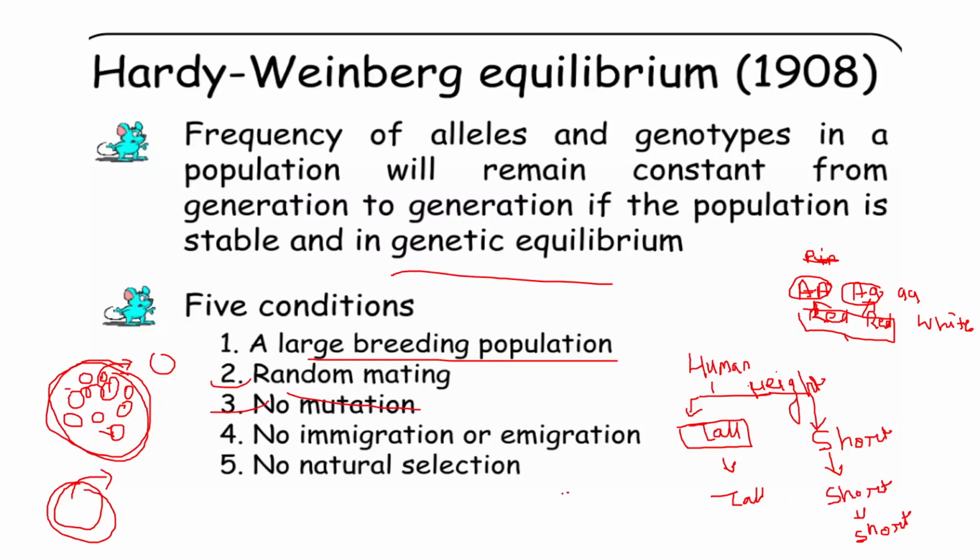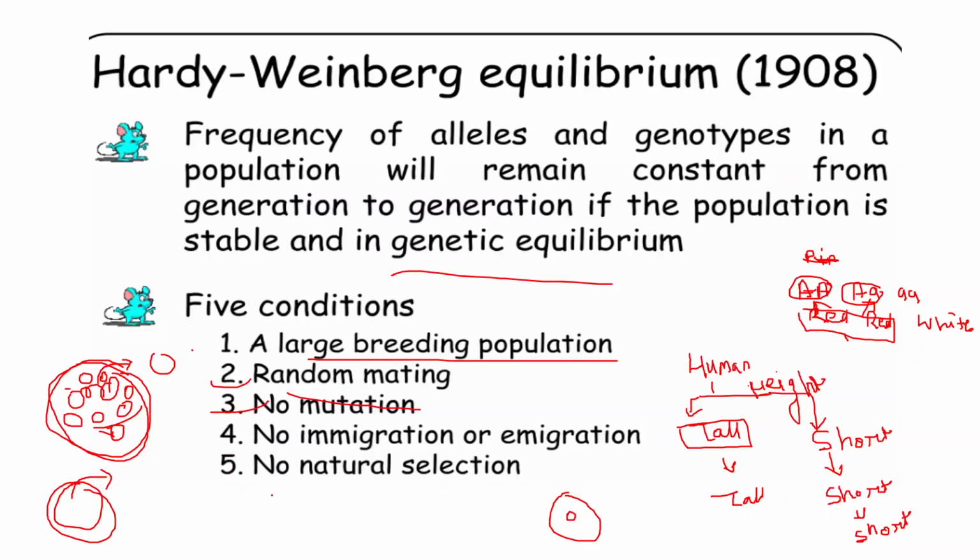Suppose in any case the genetic constitution is mutated by some factor, then the genetic equilibrium will also be affected. That's why there should be no mutation. Then there should be no immigration or emigration. The area should be isolated, closed. No individual should go outside, and no individual should come in from outside. Only then will the equilibrium be maintained. If an outsider comes into this population, then by mating it can affect the genetic constitution. Likewise, if one individual goes away from here, the genetic balance will change.